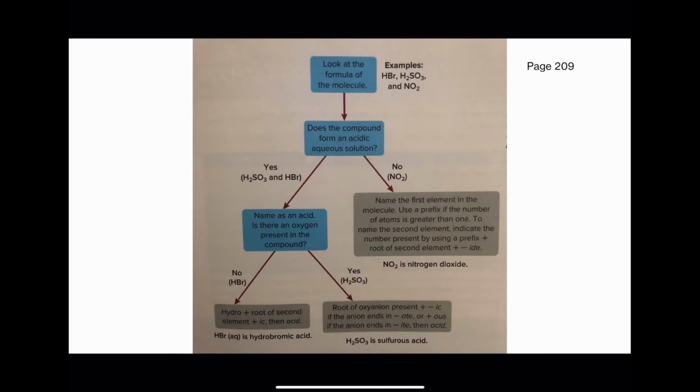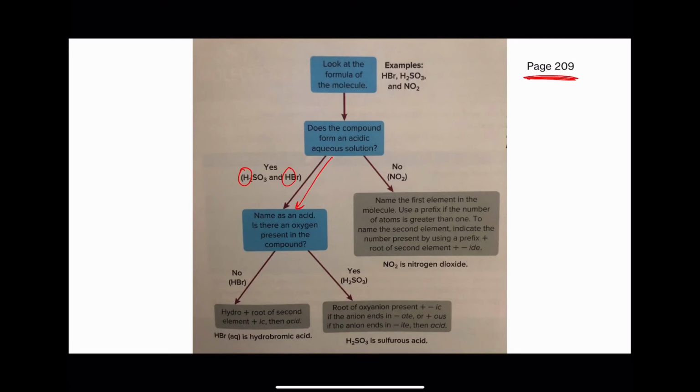This page is in your book, 209. I like this diagram because it helps you see, kind of like a flow chart of steps. You look at the formula: is it acidic or not? And again, acidic is usually the one with H's. So if you say yes, then you're going to go this way. If you say no, you're going to go the other way. So it's just a good way to really organize your thinking.